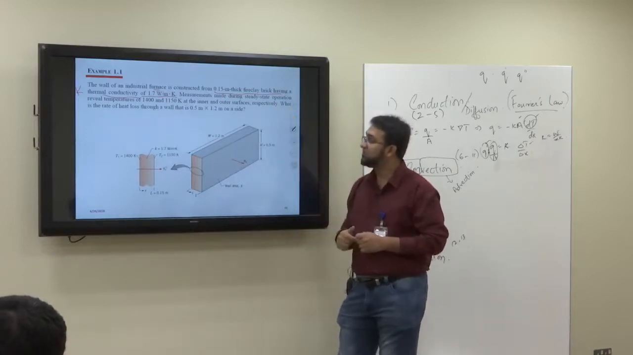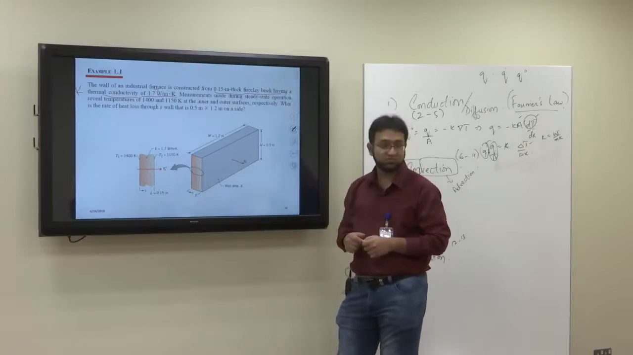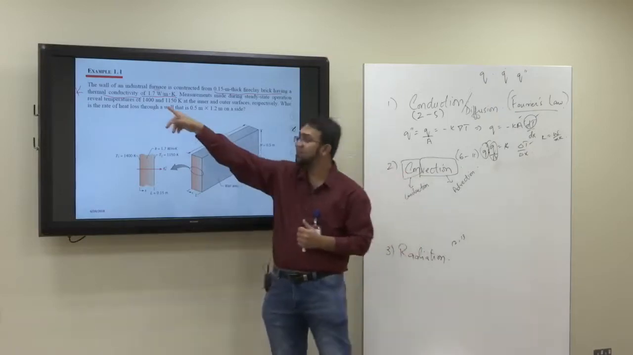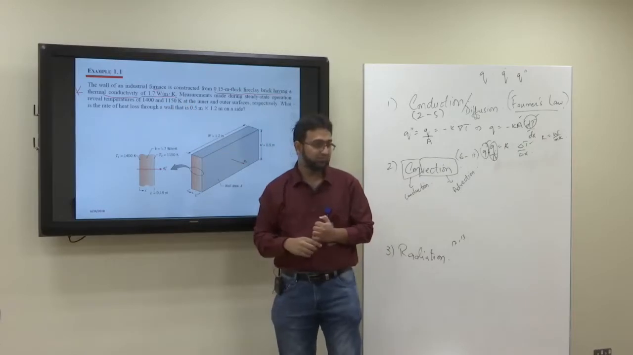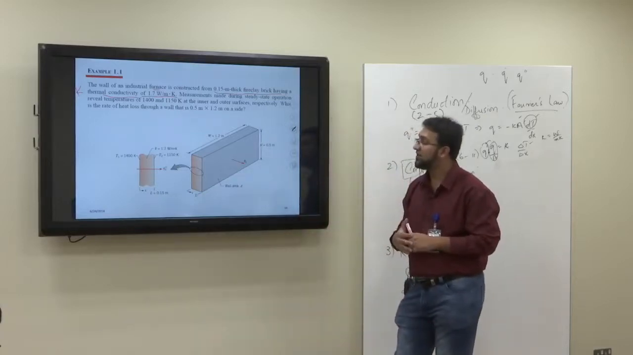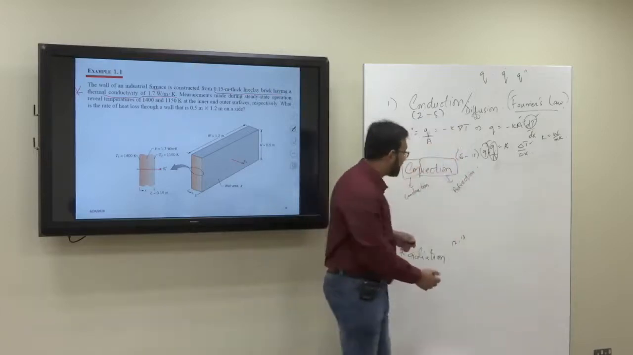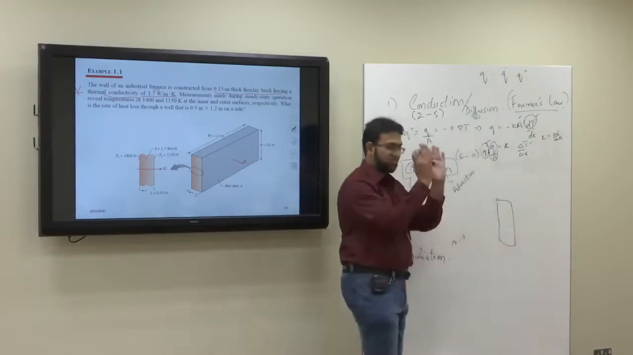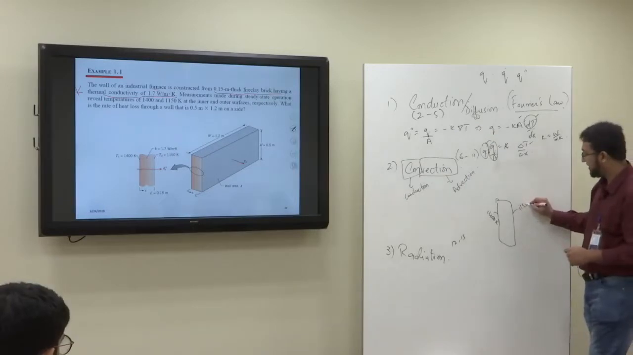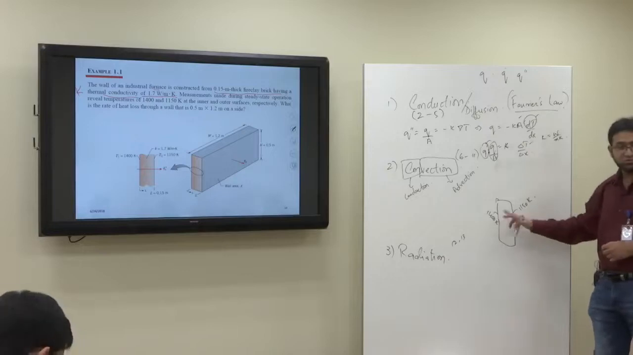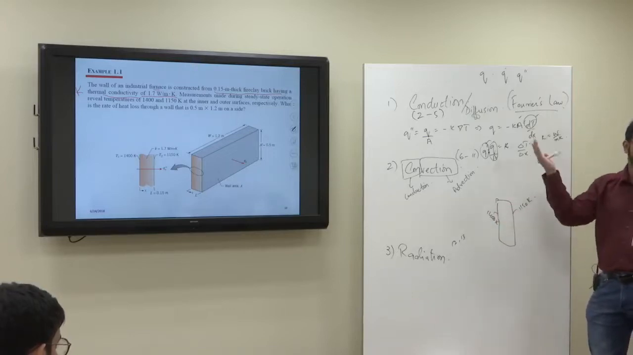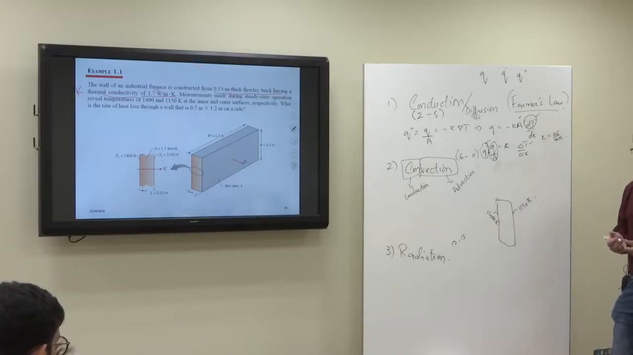Measurements made during steady state operation reveal temperatures of 1400 and 1150 Kelvin at the inner and outer surfaces. So the wall has an inner surface and an outer surface. Inner surface temperature is 1400 Kelvin and outer surface temperature is 1150 Kelvin. What is the rate of heat loss through a wall that is 0.5 by 1.2 meter on a side? Suppose I make a section of the wall: inside temperature is 1400 Kelvin, outside temperature is 1150 Kelvin. Since there is a temperature difference across the two sides of the wall, heat will transfer. This is a furnace, so heat will go out, and that heat going out of the wall is the loss of energy. So we need to find the amount of loss of energy.